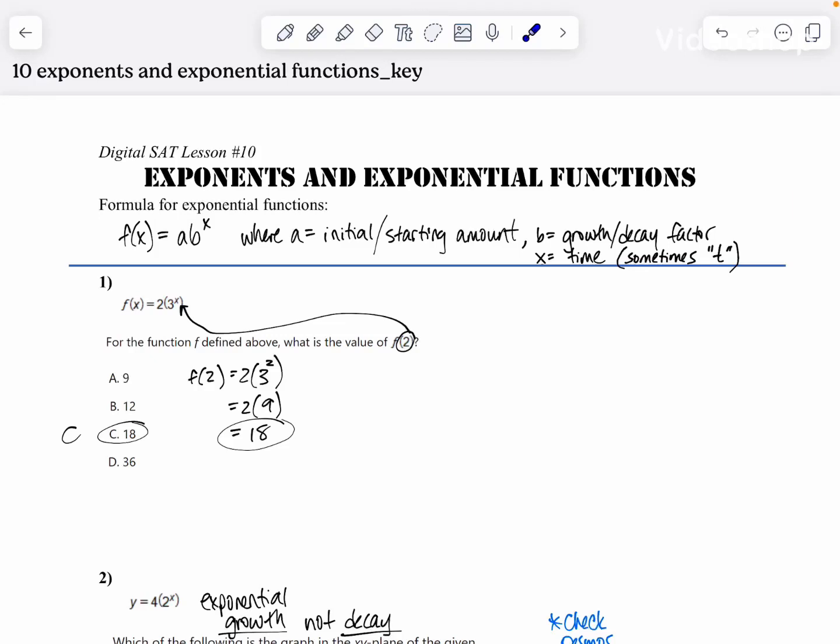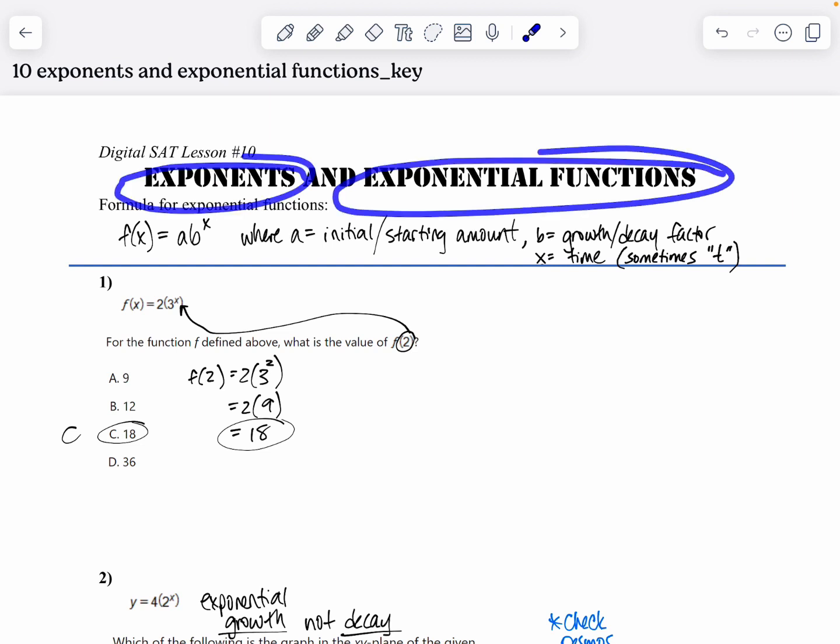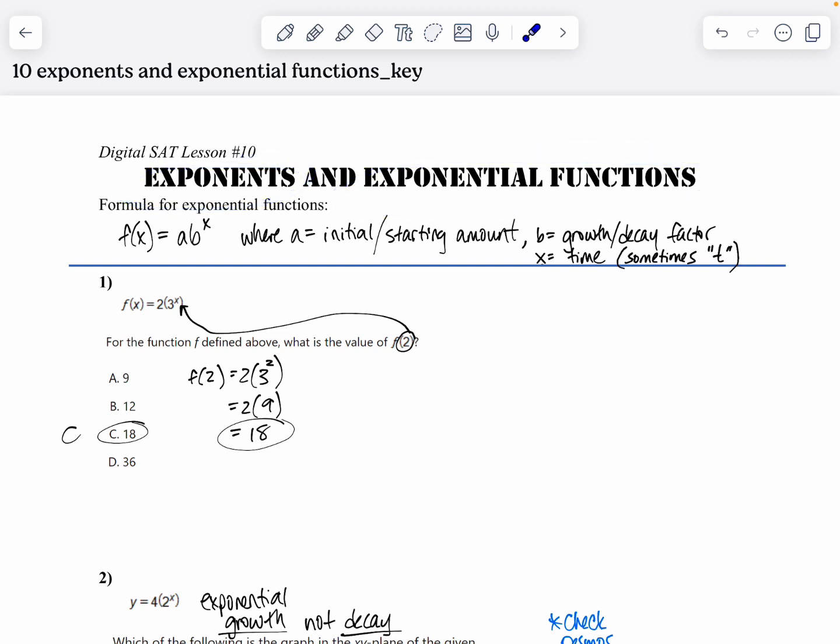Okay guys, we've got digital SAT lesson number 10. We're talking exponents today and exponential functions. So one thing for you to copy down is the basic formula for exponential functions. And what does everything mean?